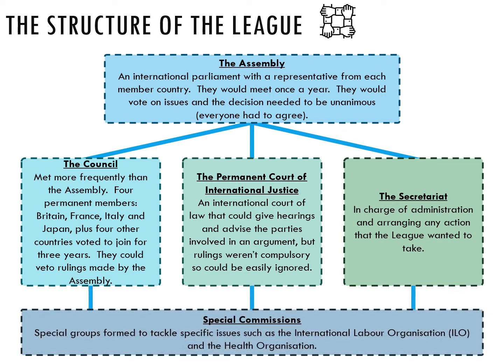And all of these fed into special commissions. These were special groups set up to deal with major international issues. These included the International Labour Organization on Workers' Rights, the Health Organization, the Disarmament Commission, the Slavery Commission, which was designed to tackle human trafficking, the Commission for Refugees, the Central Opium Board, as opium addiction was a big problem, the Commission for Undeveloped Nations, the Commission for Women, the Mandates Commission, and the Commission for Minorities.